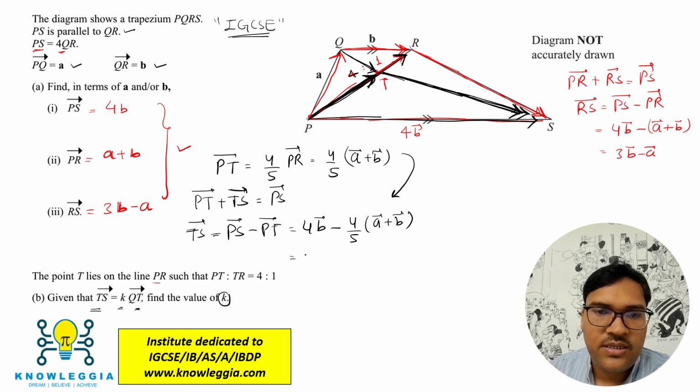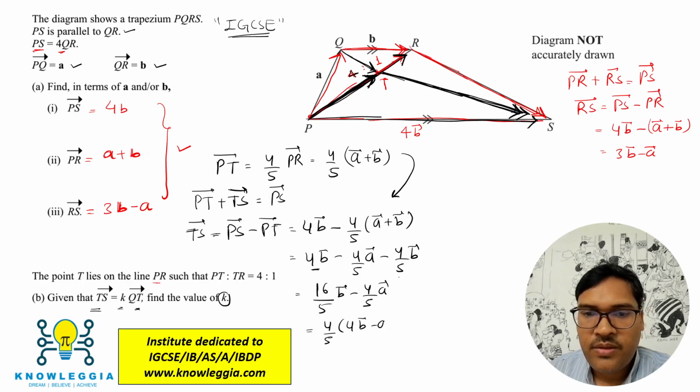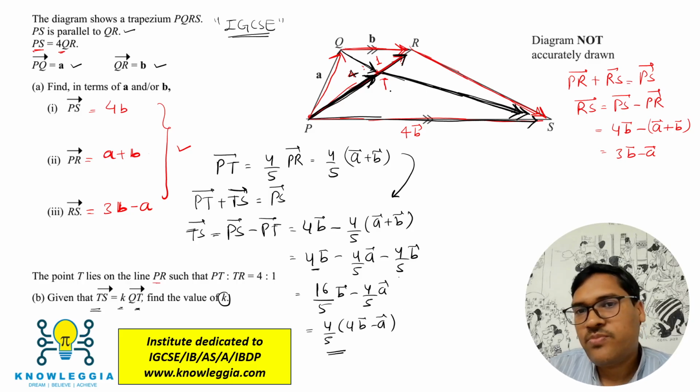Now if I simplify this, you can see this is 4B minus 4 by 5 A minus 4 by 5 B vector. If I simplify this, you can take the LCM of these two. This is 20 minus 4, you can just check the calculation, so 16 by 5 B vector minus 4 by 5 A vector. Or you can take 4 by 5 common. This is equal to 4B minus A. So this is our TS vector. We have got TS vector equal to 4 by 5 (4B minus A). So this part is done.